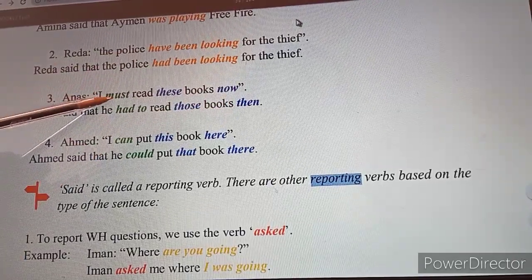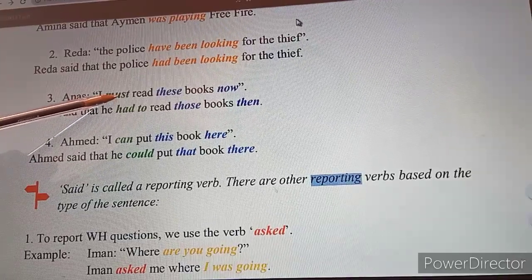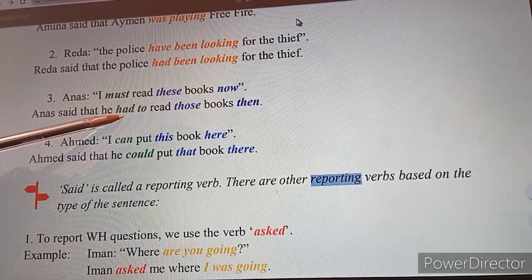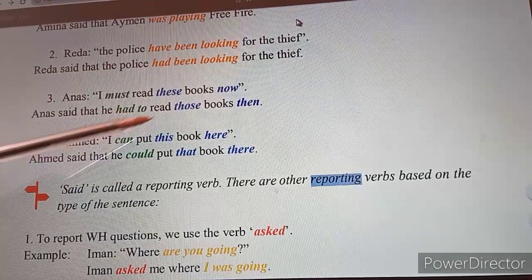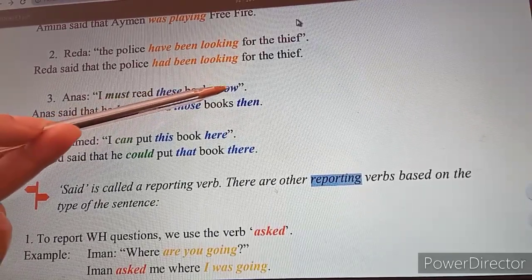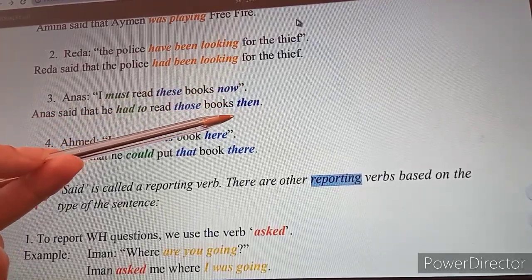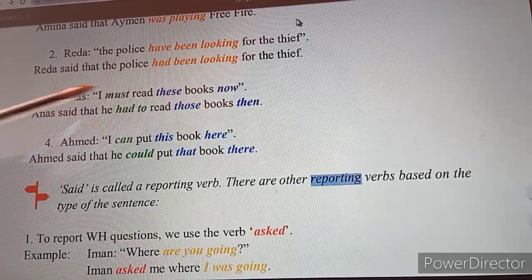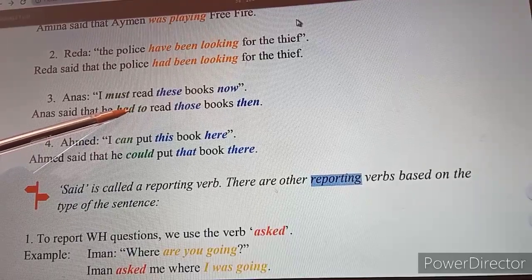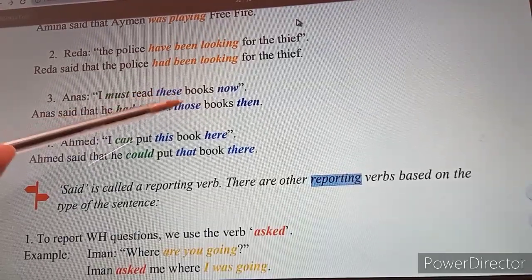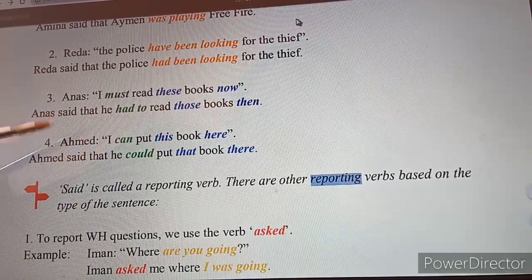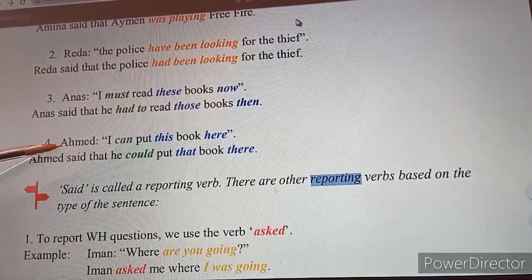So look, must, as I said in the table, becomes had to. These becomes those. Now becomes then. Clear? So this is the practice of this sentence. Must becomes had to, these becomes those, now becomes then. So now let's move to number 4.